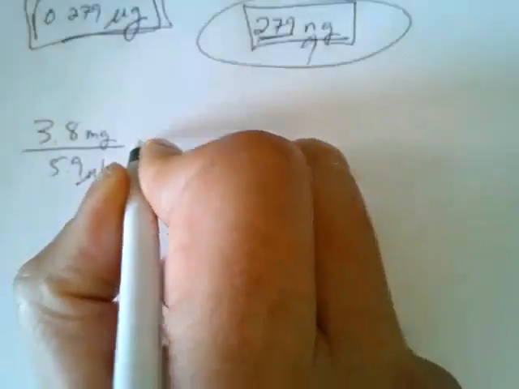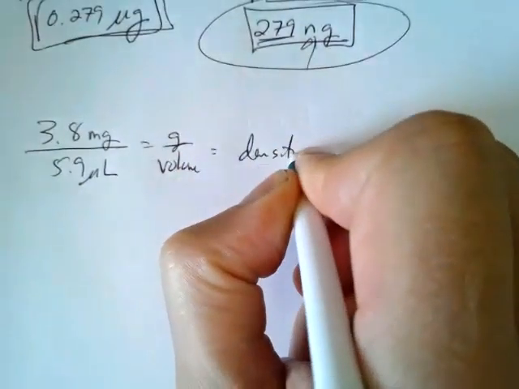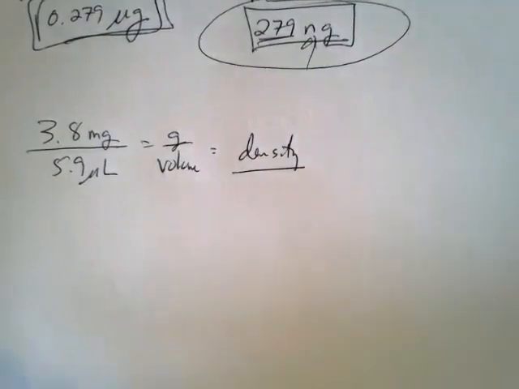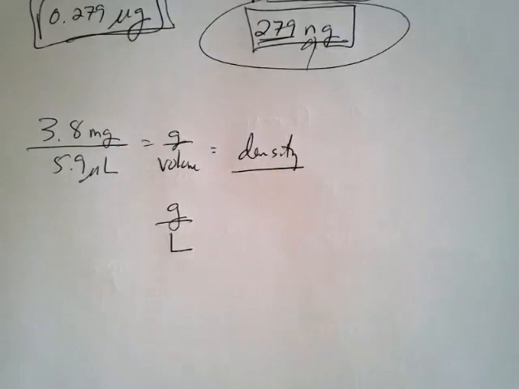Okay, here's another problem. 3.8 milligrams over 5.9 microliters. This is a gram over volume. This is a density that you're calculating. The first chapter deals with density, so hopefully you've read through that and done some density calculations, but grams over volume. Go ahead and calculate this in units of grams per liter. And again, I recommend pausing the video.